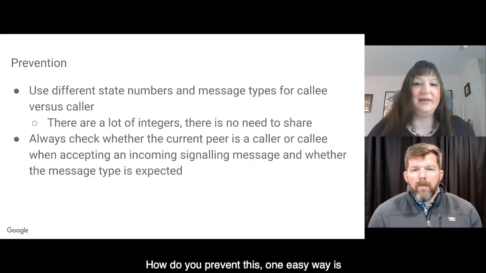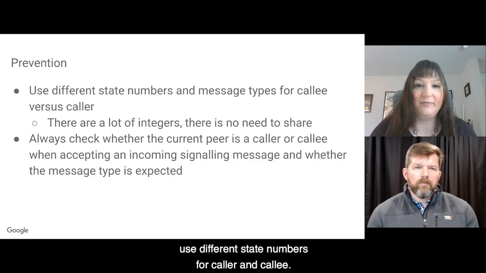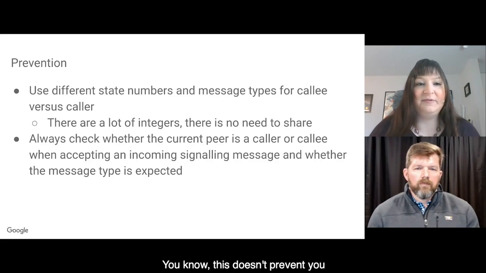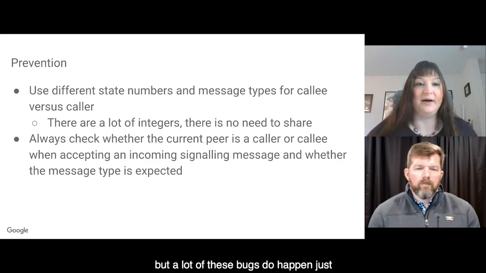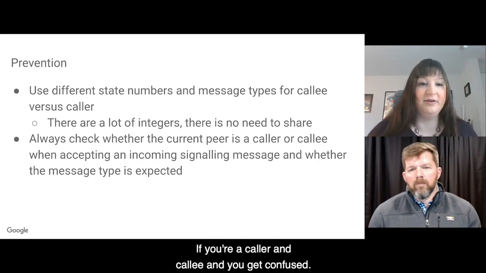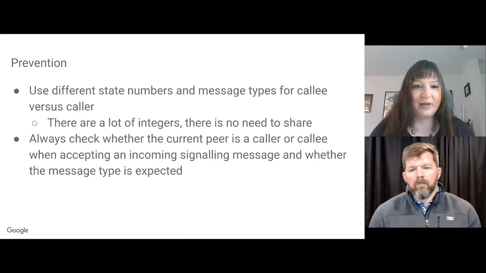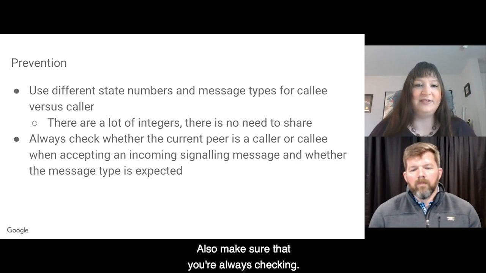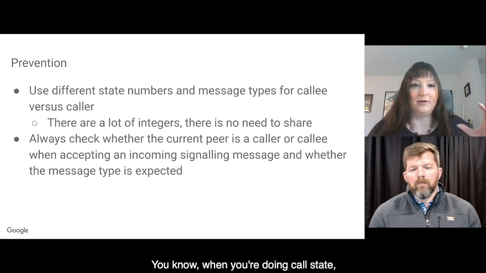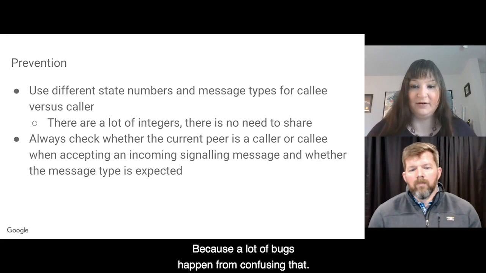How to prevent this? One easy way is to use different state numbers for caller and callee. This doesn't prevent you from needing to audit your code, but a lot of these bugs happen just because state 7 means something different if you're a caller and a callee and you get confused. So you might as well make it 7 on a callee and 8 on a caller, and then you reduce the risk of that. Also make sure that you're always checking, when you're doing call state, whether this is a callee or a caller, because a lot of bugs happen from confusing that.